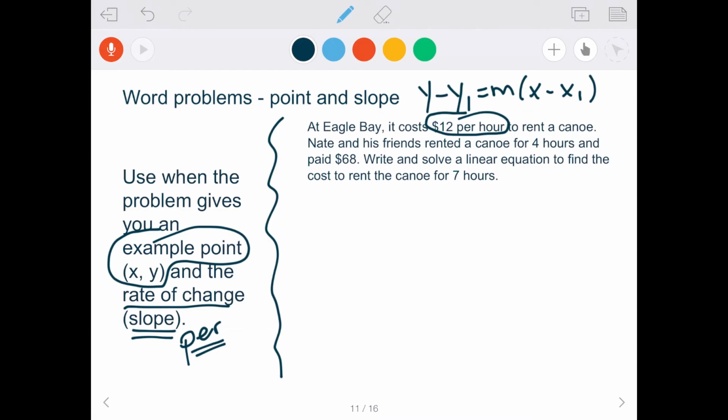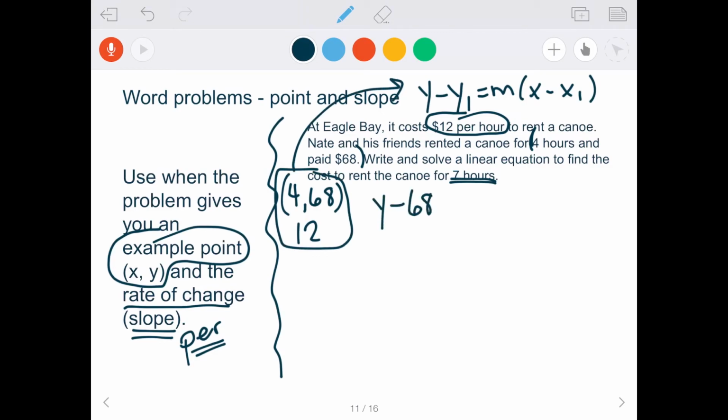Nate and his friends rented a canoe for 4 hours and paid $68. Here is your example point, (4, 68). Our slope is 12. Write and solve a linear equation to find the cost to rent the canoe for 7 hours. Okay, first thing we're going to do is substitute these two things into our point slope formula. y minus y1 equals slope times x minus x1. And we're going to simplify it.